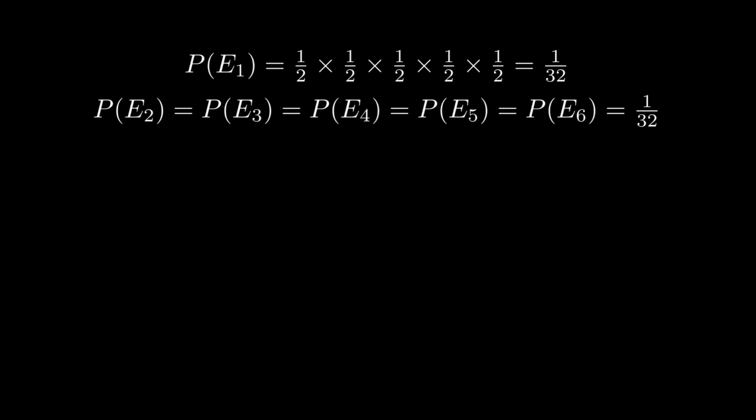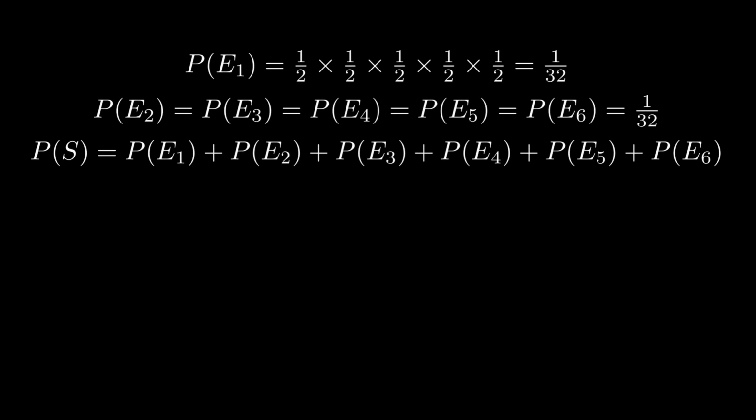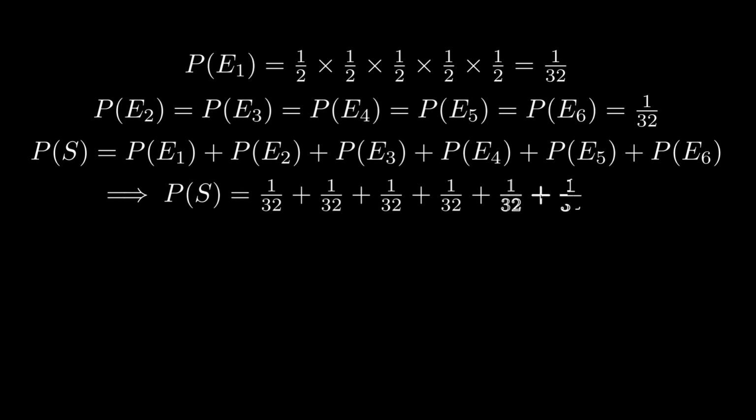We have shown earlier that the required probability is the sum of the probabilities of all these events. So the required probability is 6/32.